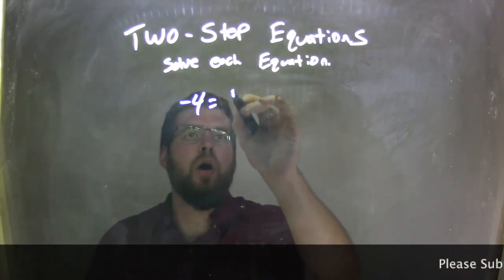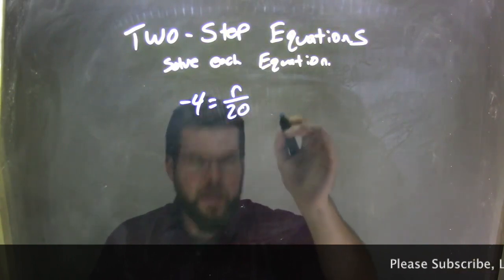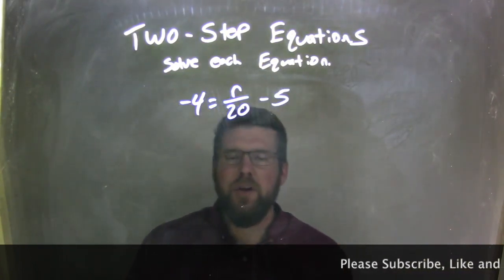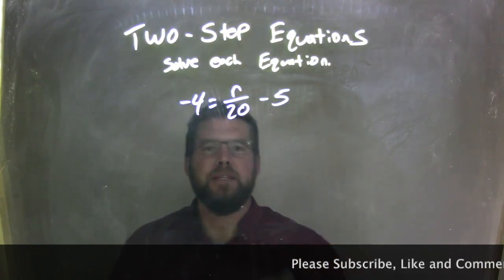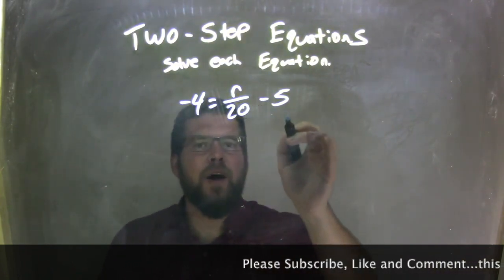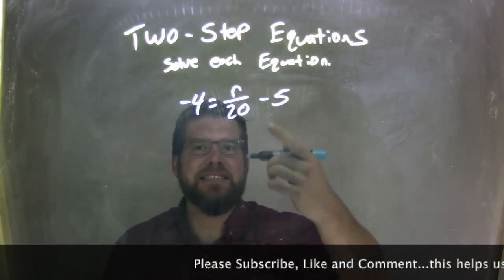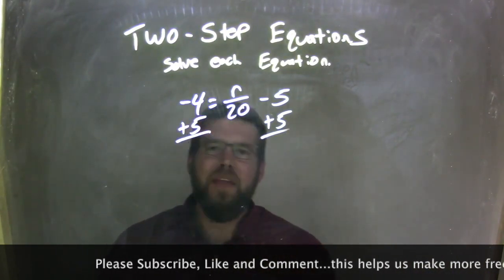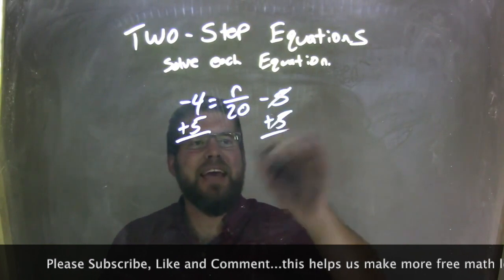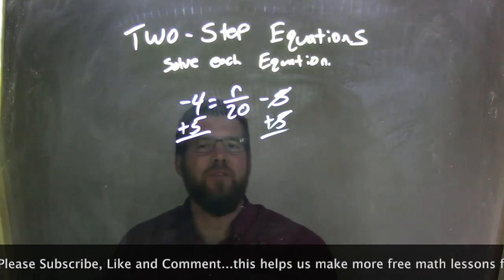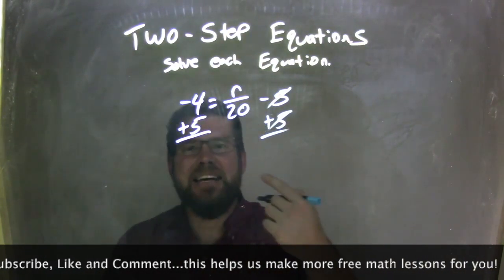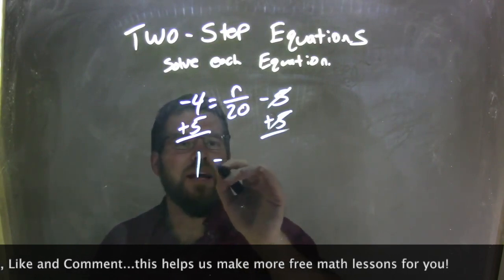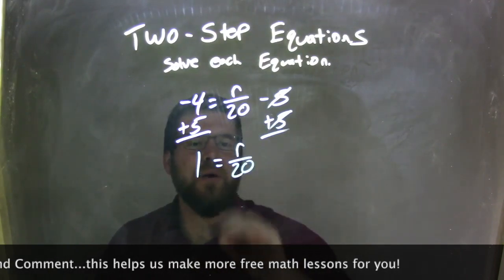Equals r over 20 minus 5. So negative 4 equals r over 20 minus 5. Well, I have a minus 5 here, so opposite of that subtraction is addition. So I'm going to add a 5 to both sides. What that allows me to do, the 5's cancel here, and I have negative 4 plus 5. Well, negative 4 plus 5 is 1. So it's a positive 1 equals r over 20.